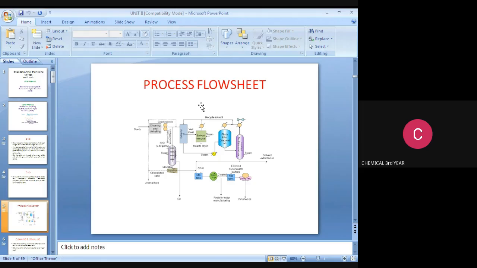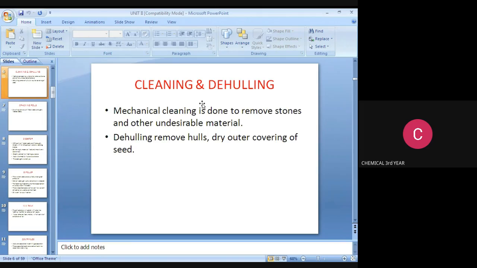The clear oil is passed to the mixing tank. In that mixing tank we add filter aids, fillers, and carbon and pass it to the clarifier. In this clarifier we get the oil at the bottom and the unwanted materials on top. This is the flow sheet for the oil production method.